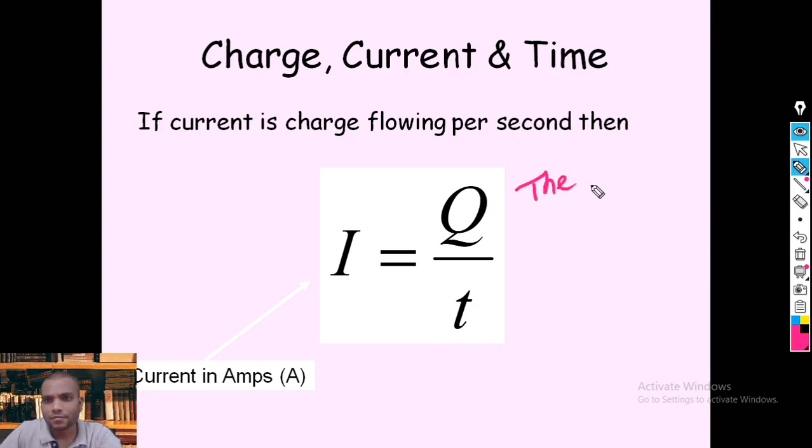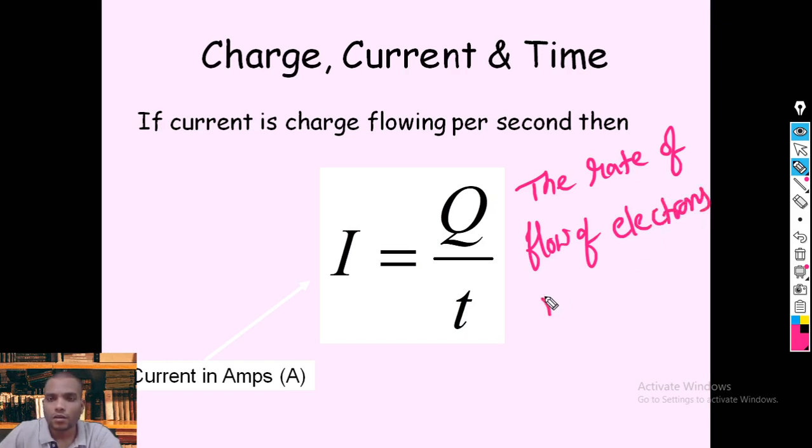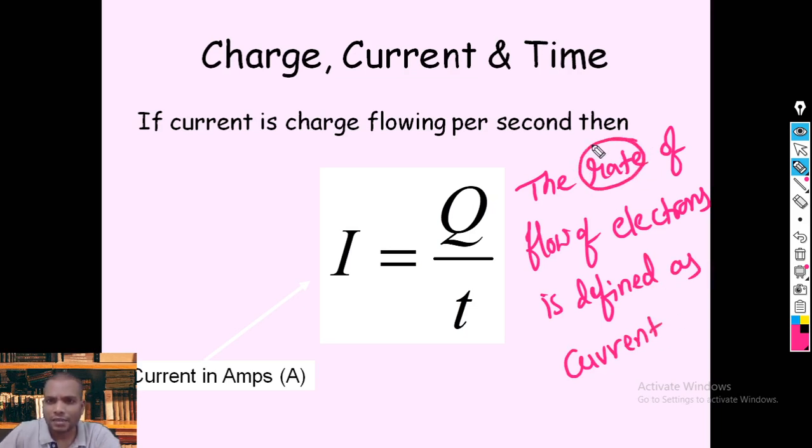The rate of flow of charge, here the charge is electrons, is defined as current. Rate means, in physics, with respect to time. Rate we relate to time. So the rate of flow of electrons through a given area is defined as current.